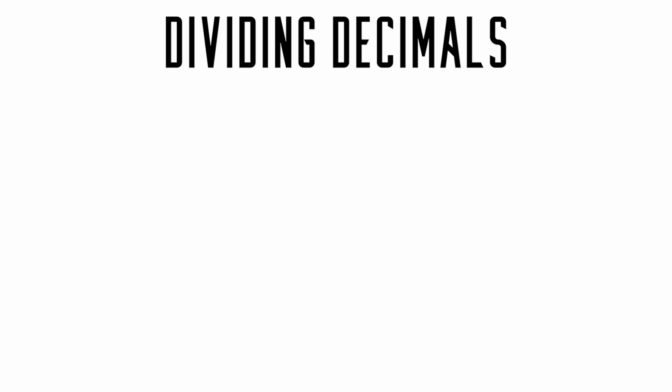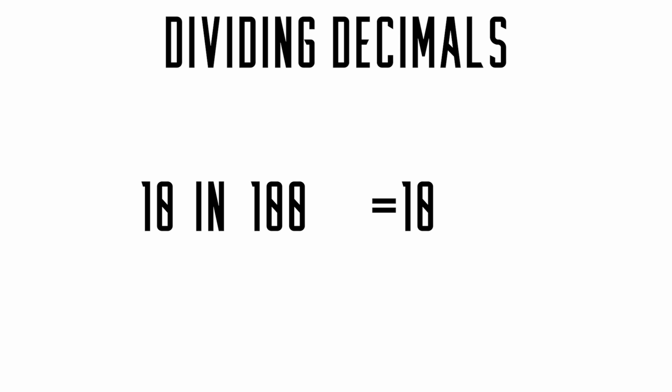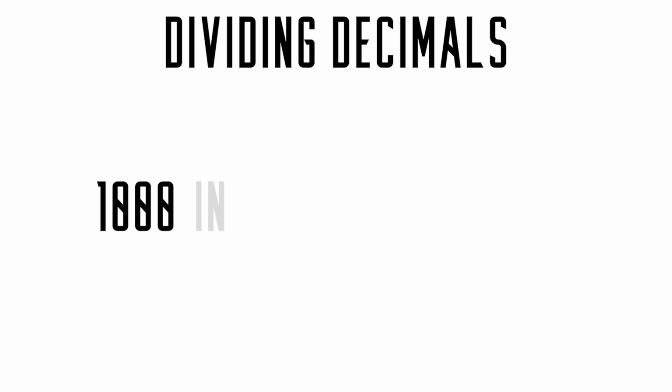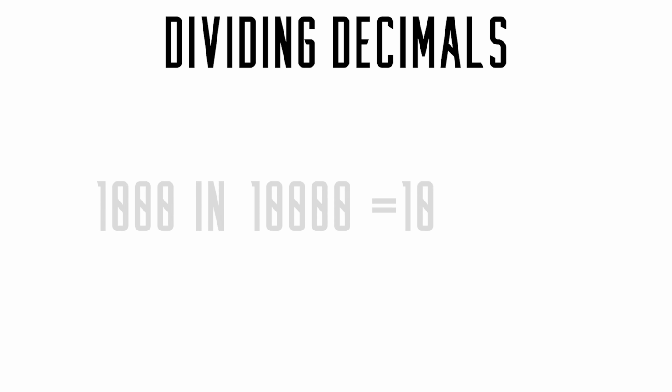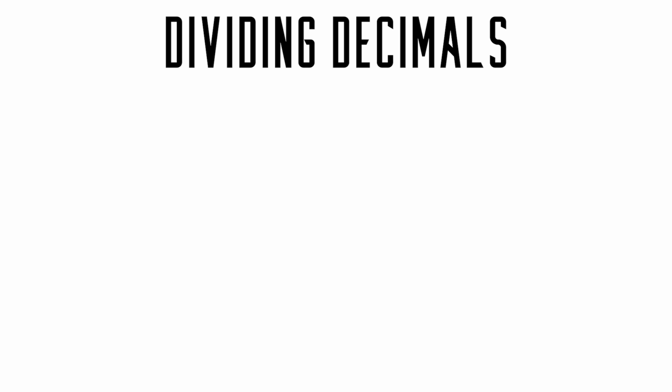One way that we could visualise this could be to say how many 10s are in 100? There are 10. And if we multiply both 10 and 100 by 10, we will now ask how many hundreds are in 1,000. Again, there are still 10. If we multiply the 100 and 1,000 by 10, we will now ask how many thousands are in 10,000. And again, the answer is 10. Because we've multiplied both numbers by the same power of 10, this will not affect our answer. All that is happening is it is making the calculation a little easier for us.